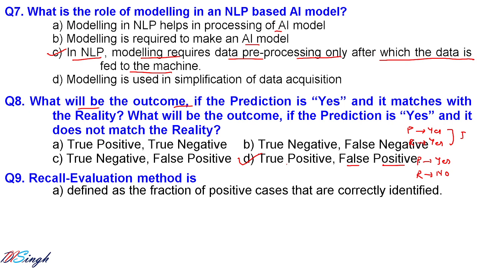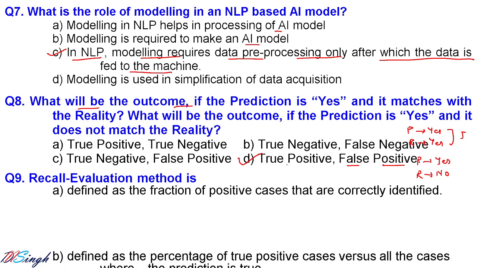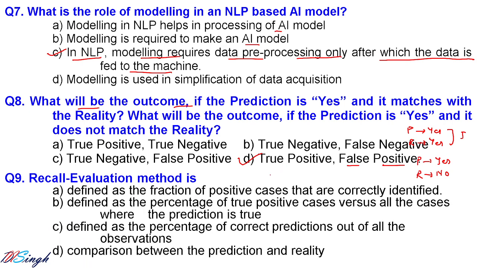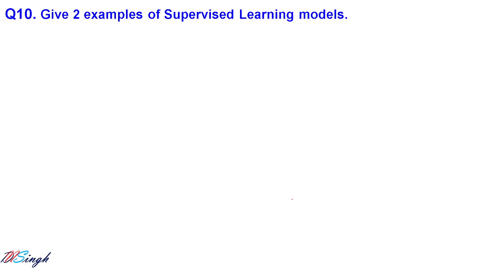Let us go for the recall evaluation method. Okay, so there are 4 options given, defined as a fraction of positive cases that are correctly identified. Fine, the first option itself is correct. Why? Because this is the definition of recall. The fraction of positive cases that are correctly identified is called what? Recall. Let us go for the next question.